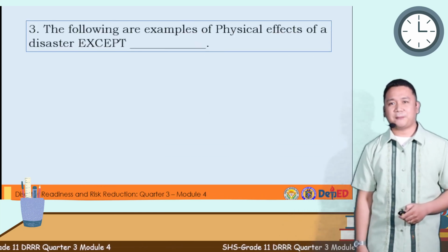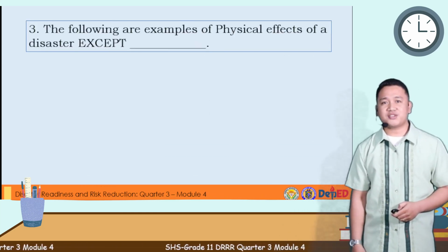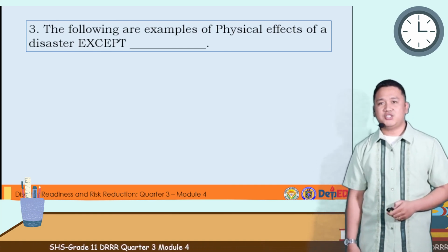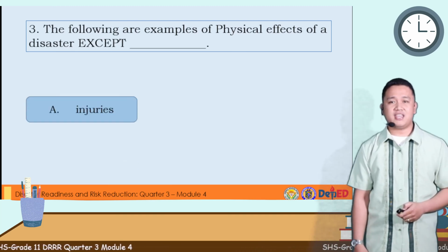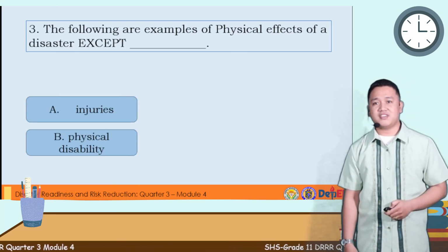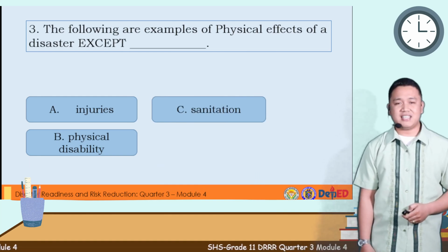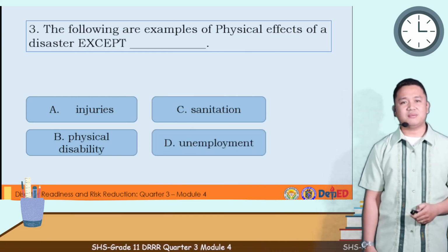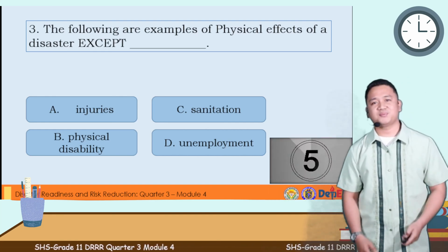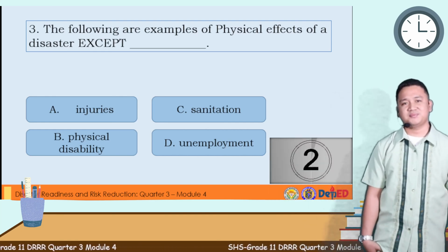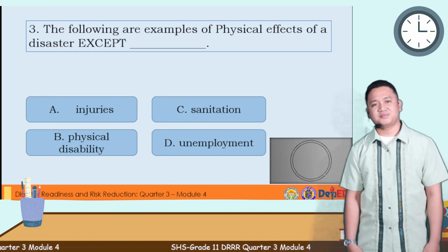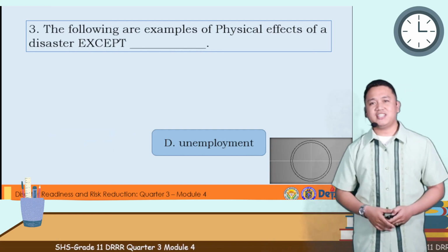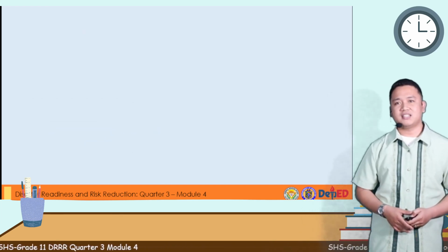Number 3. The following are examples of physical effects of disaster, except blank. Choose your answer. Letter A, injuries. B, physical disability. C, sanitation. Or D, unemployment. Your time starts now. Okay, so the answer is letter D, unemployment.